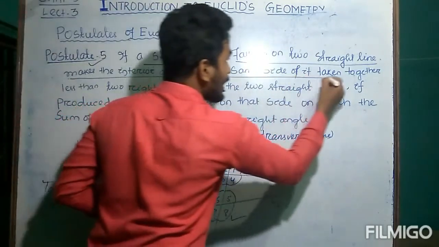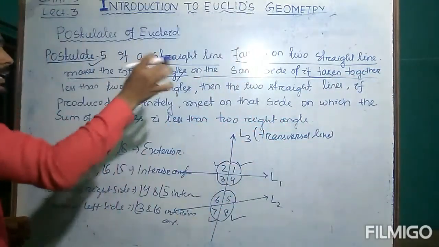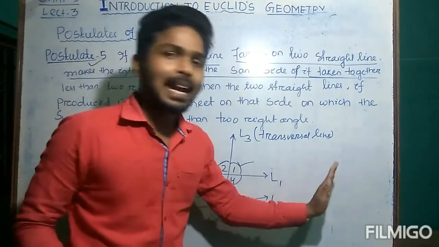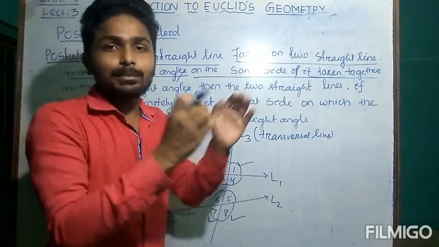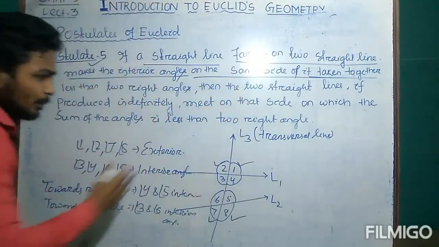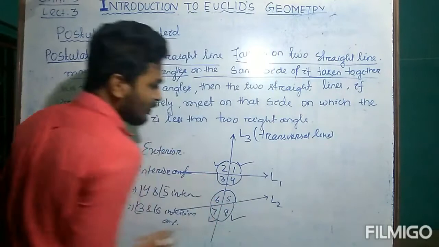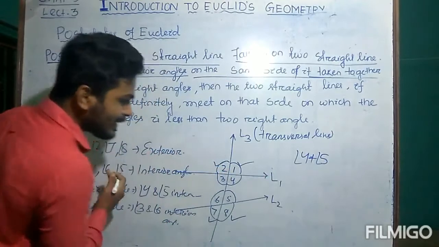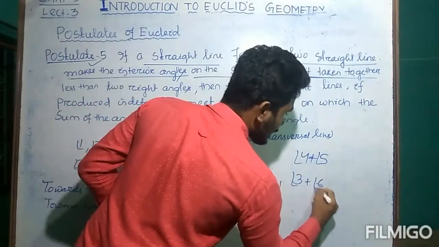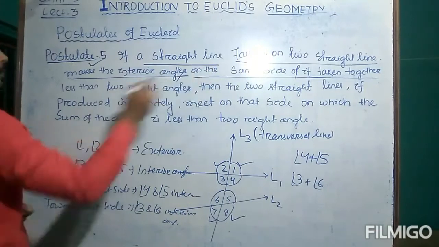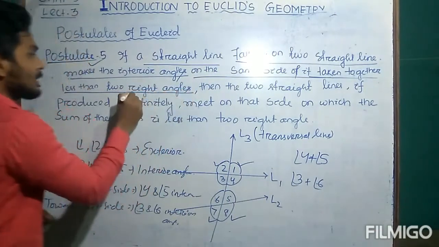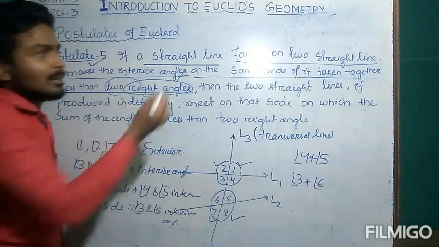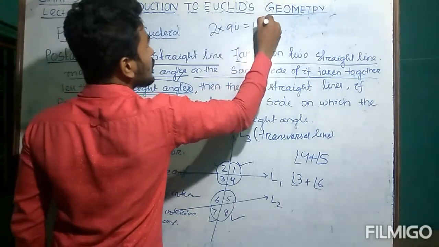On the same side, taken together, means the interior angles that you find on one side of this line should be taken together. That means they should be added. Suppose I take this side, 4 and 5, or someone takes this side, that is 3 and 6. Taken together, less than two right angles. Right angles means 90 degrees. Two right angles means 2 into 90 degrees, that is how much? 180 degrees.